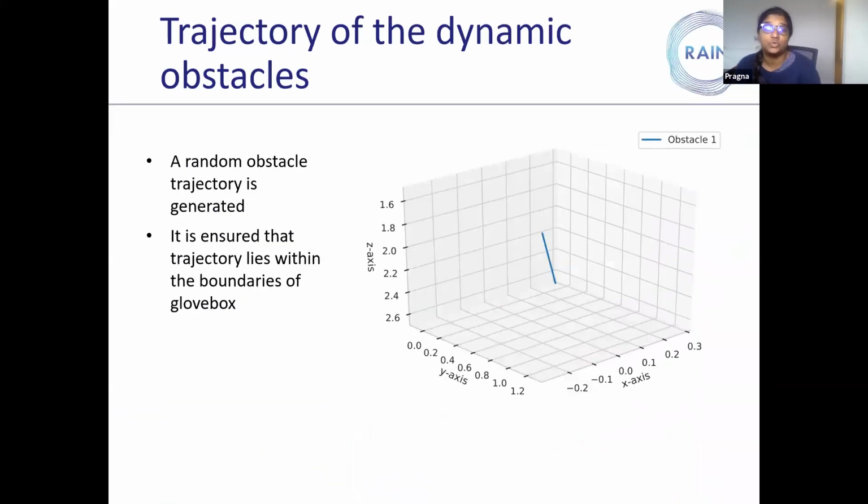So we choose a random dynamic obstacle, but it's not so random that it is outside the glove box area. This line in the 3D graph shows the trajectory of the obstacle, where the obstacle is moving.